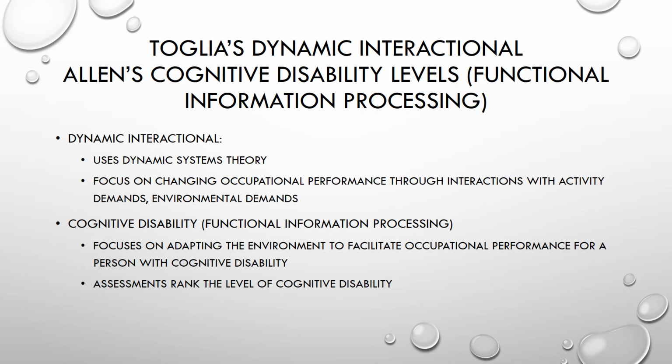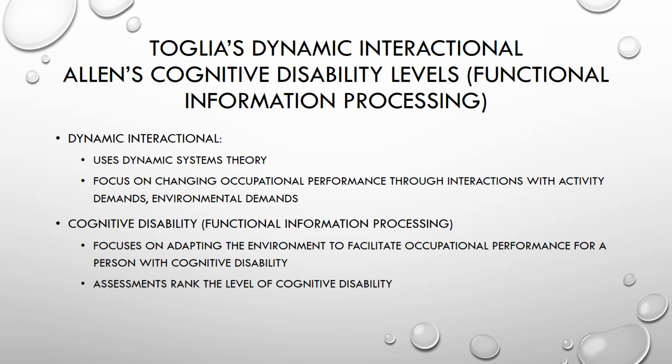The dynamic interactional is focused on making the person better able to complete activities or to complete occupations, but especially starting with activities in smaller chunks. It uses the dynamic systems theory. Notice what that might go well with, maybe the MOHO. And it focuses on changing a person's occupational performance through interacting with particular activity demands. So it's that just right challenge. It's that good fit between the occupation, the activity, and what the person is able to do.